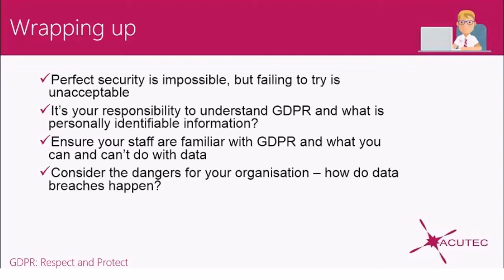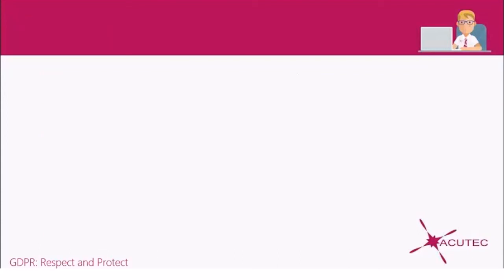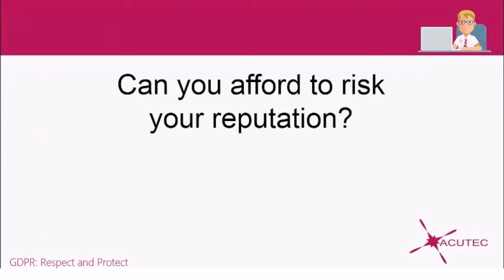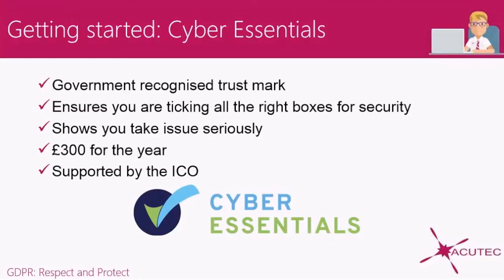Of course, consider the dangers for your organisation. How do data breaches happen? We are going to talk about this in a little bit more detail in a moment, because somebody's asked a question about it. But now I just want to talk about some actions that you can take to make sure that you are doing what you need to do. So I'm going to skip that slide and go on to something called Cyber Essentials. Simon, do you want to talk a little bit more about this? I think it's important to discuss here. Well, I think the first and easiest thing to say about Cyber Essentials is that it's supported by the ICO.